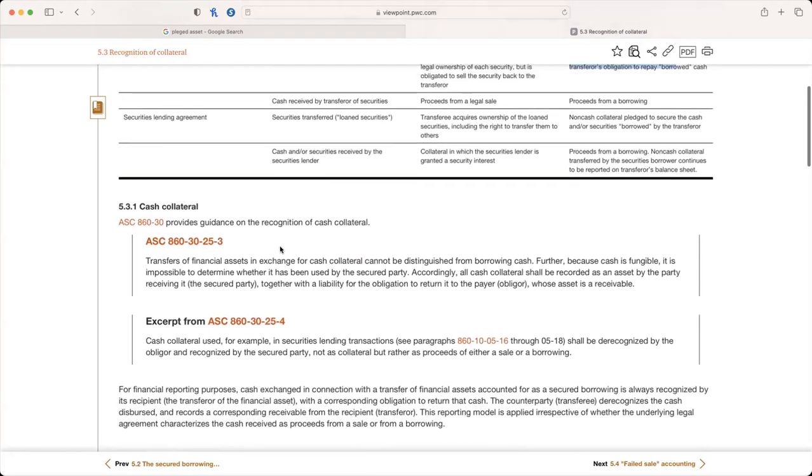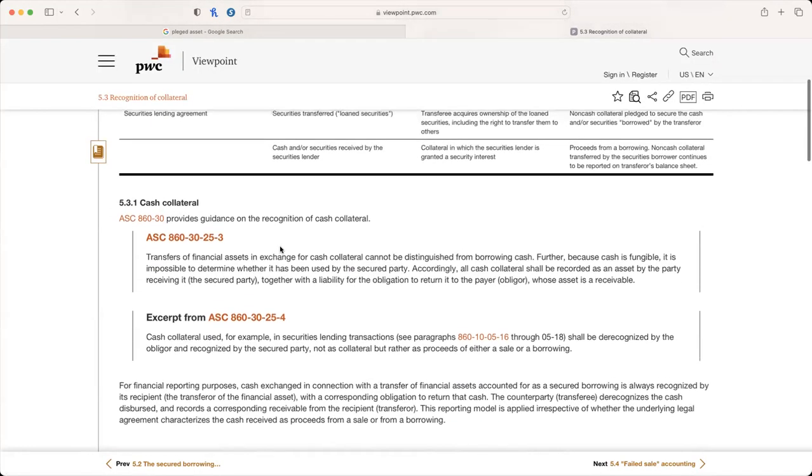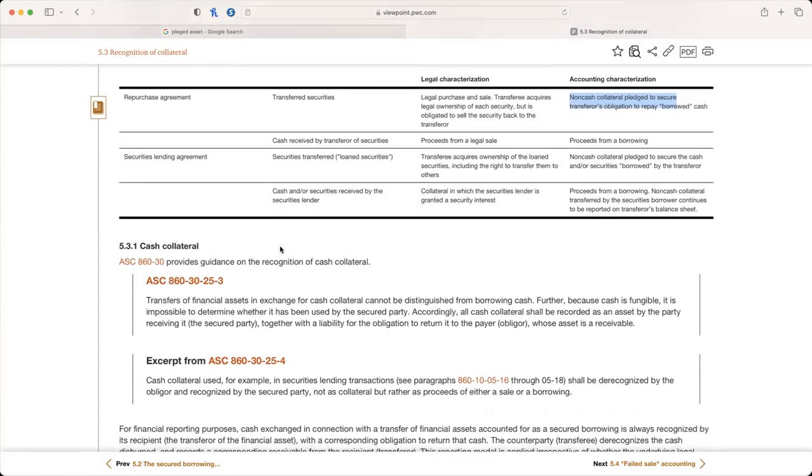All right, so let me just read through, make sure, because there's some really good stuff on here. I recorded. So transfers of financial assets in exchange for cash collateral cannot be distinguished from borrowing cash. So it's letting you know it's the same thing. It can't be distinguished. You can't separate it. It is exactly the same thing. So they did receive cash for your promissory note for your home, whether it was 250,000, 980,000. It's the same as borrowing cash.